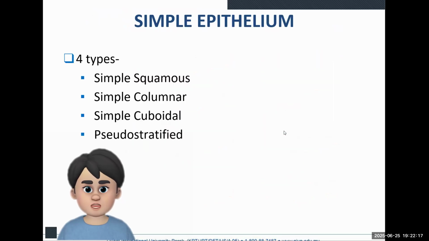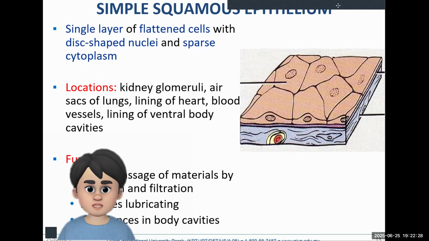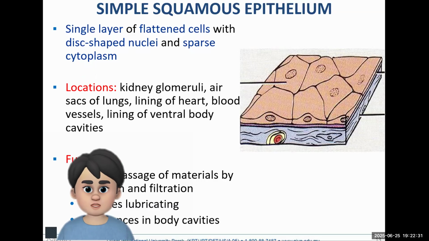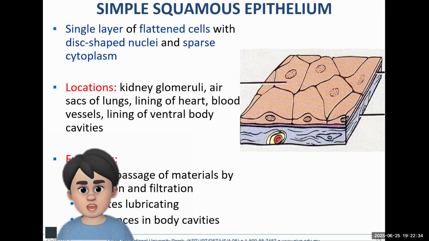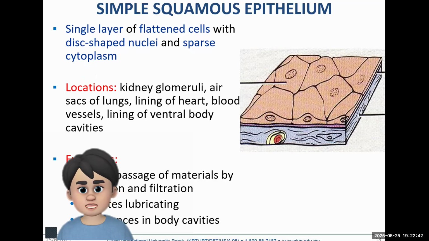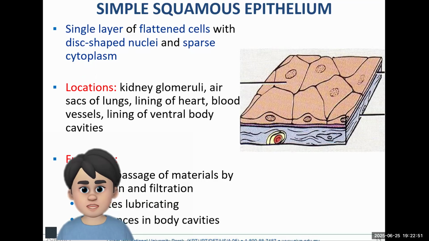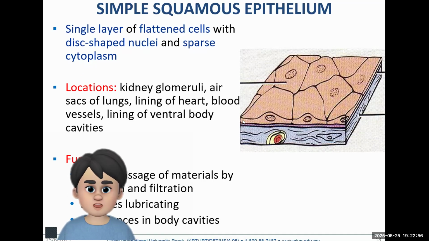Now simple epithelium has four types: simple squamous, simple columnar, simple cuboidal, and pseudostratified. Simple squamous epithelium is a single layer of flattened cells with disc-shaped nuclei and sparse cytoplasm. Location: kidney glomerulus, air sacs of lungs, lining of the heart, blood vessels, lining of the ventral body cavities. Function: allow passage of materials by diffusion and filtration, secrete lubrication. Because they are extremely thin, materials can go in and out through this.